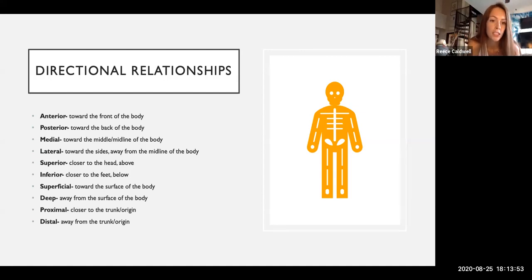Then we have superior and inferior. Superior is closer to the head, inferior is closer to the feet. Superior is top. You can think like your boss is your superior, so they are top, and you're inferior to your boss, so inferior is bottom. You can use that when describing things, like my nose is superior to my mouth, my mouth is inferior to my nose, my arm is superior to my legs, and my legs are inferior to my arm. So that's how you'll hear those terms used.